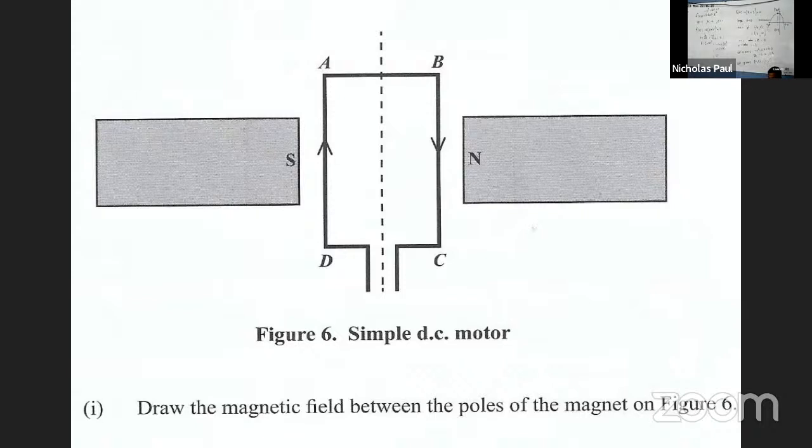Right? First finger, north to south. Middle finger going from D to A. And the force is pointing how? Upwards. Very good. Upwards, right? So the force will be upwards.